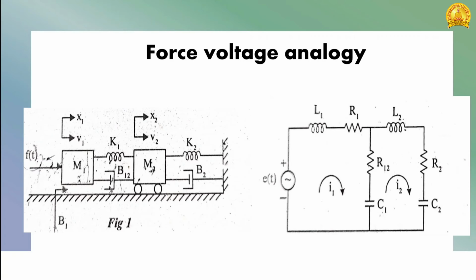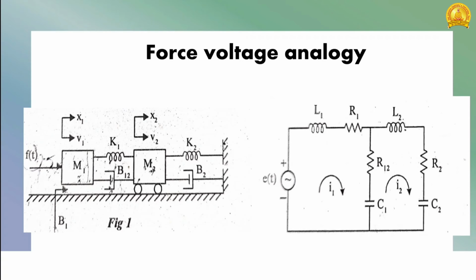Next, consider the other elements. Which are the other elements? K1 and B12. C1, capacitor, is analogous to K1 in the mechanical system, and similarly resistor is analogous to the dashpot. Checking the mechanical system, we can know that K1 and B12 are common to nodes M1 and M2. So in the electrical system, they will be in the common branch. So represent the analogous components of K1 and B12 in the common branch of the electrical system.